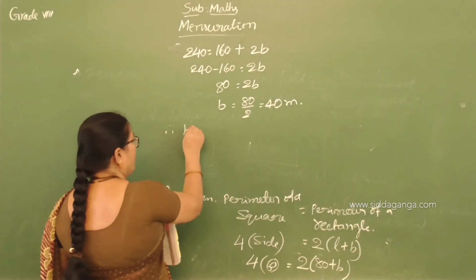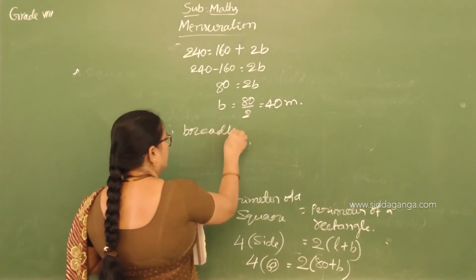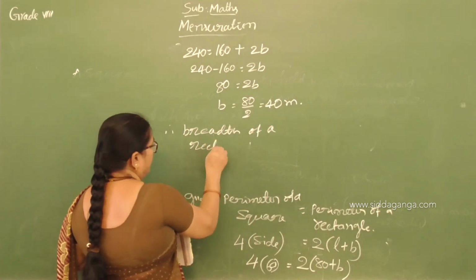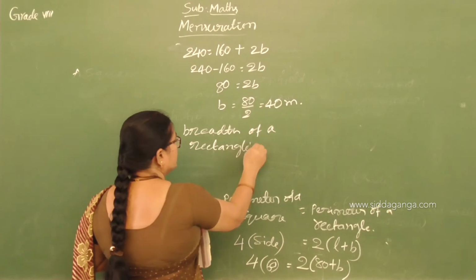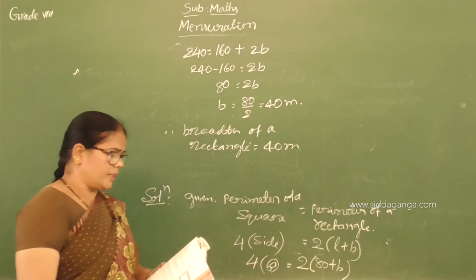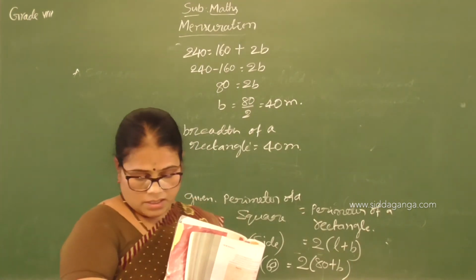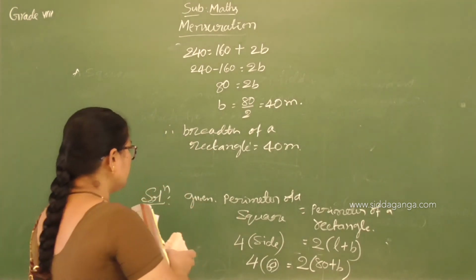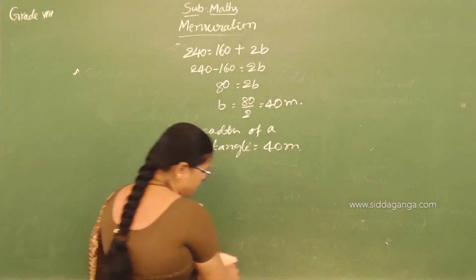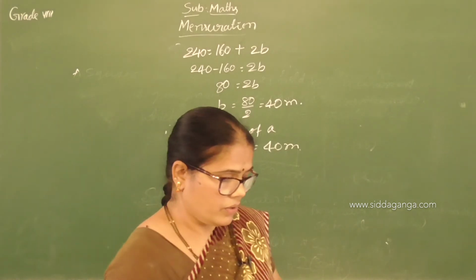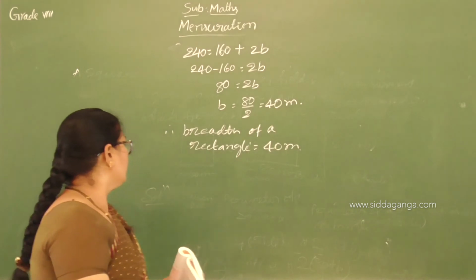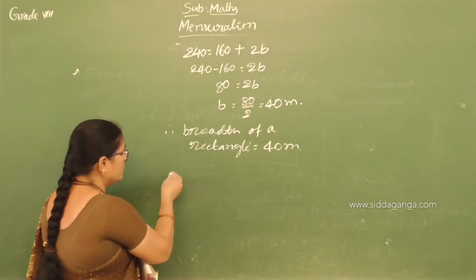Therefore, the breadth of the rectangle is equal to 40 meter. Next, we have to find out the area. We have to compare both the areas, to see which area is larger. So we have to take the area of the square and also the area of the rectangle. First, I can solve the area of the square.